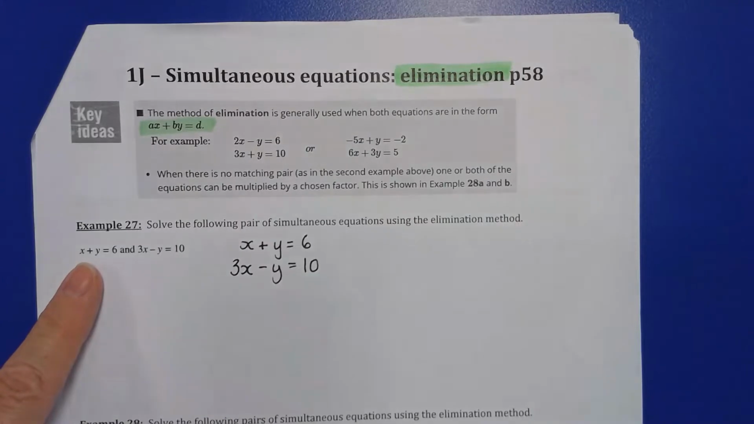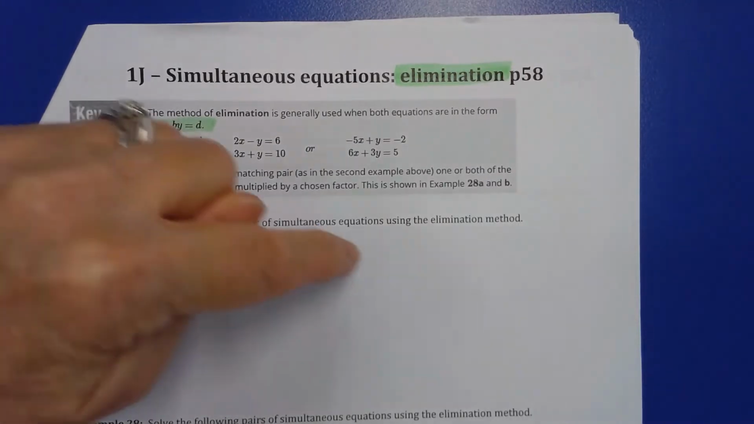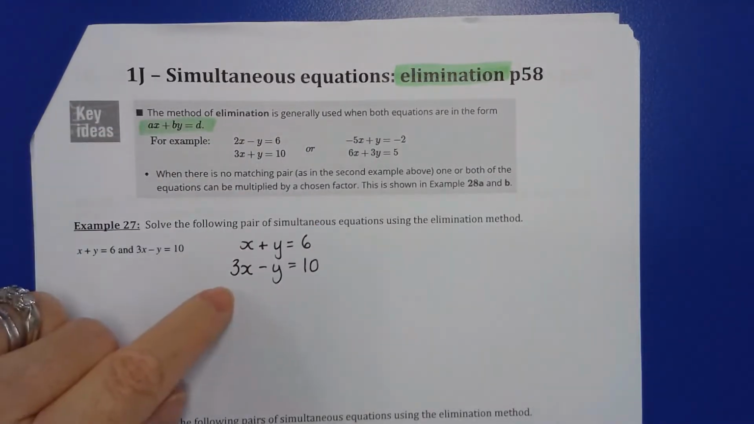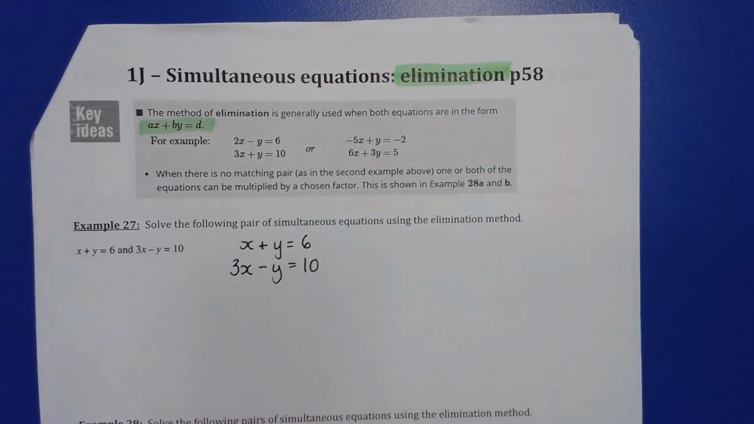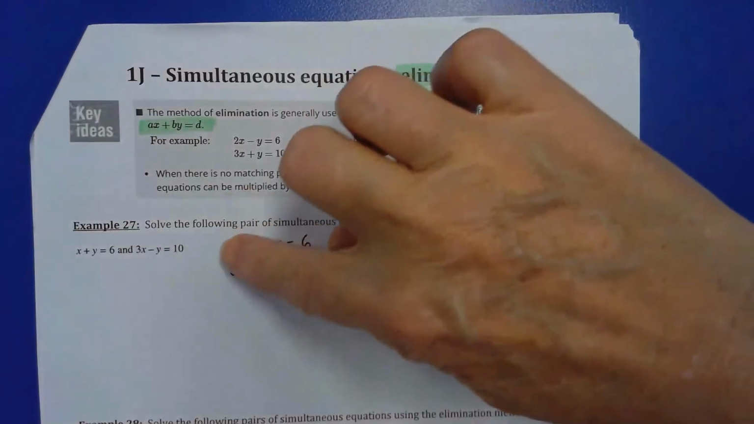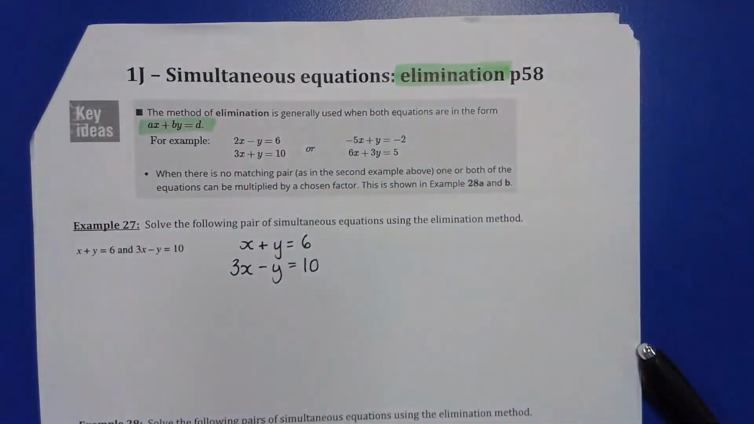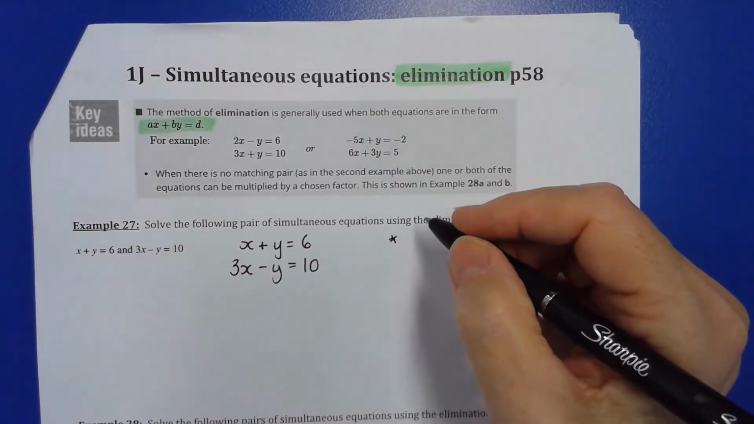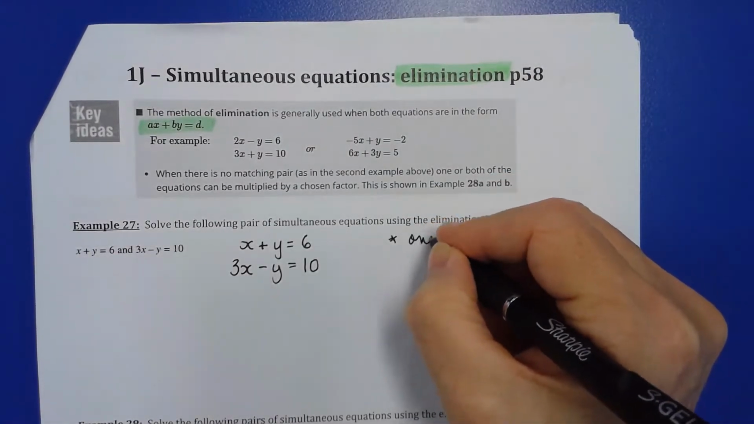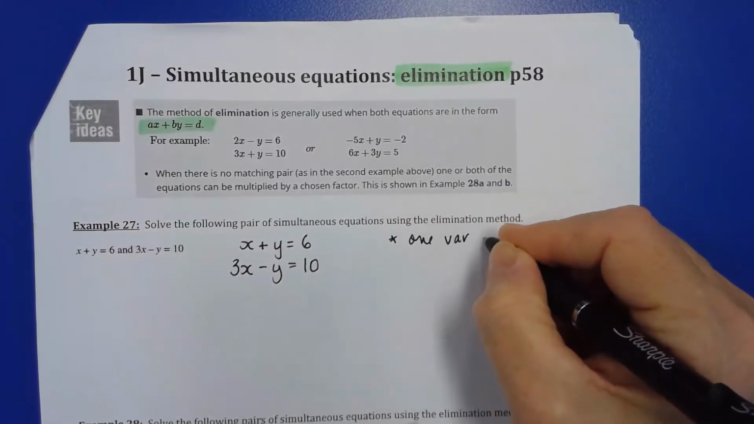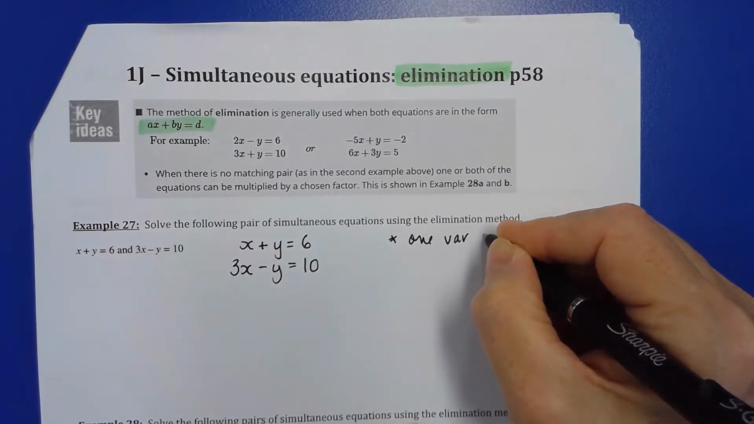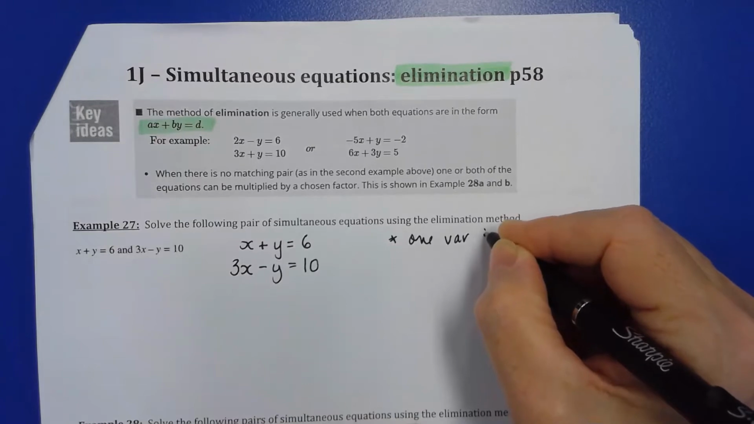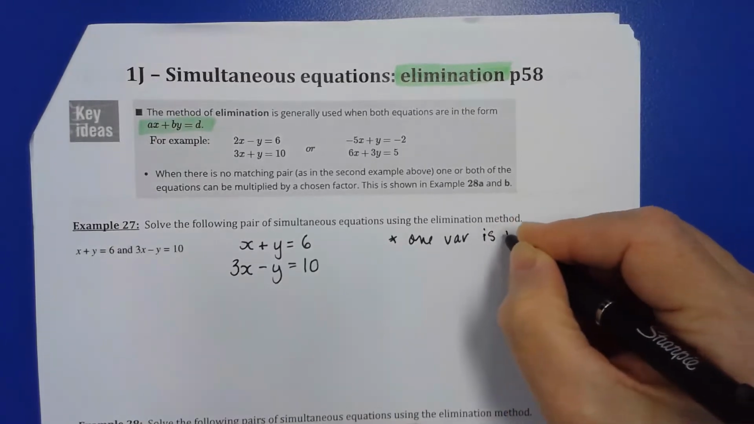So the top one says that x plus y is equal to 6, and the bottom says 3x minus y is equal to 10. Okay, so that side is 6 and that side is 10. Do you agree? Yeah, right, okay. So that's what I have. Now, if I'm really lucky, one of the variables, either the x or the y, is two opposites.